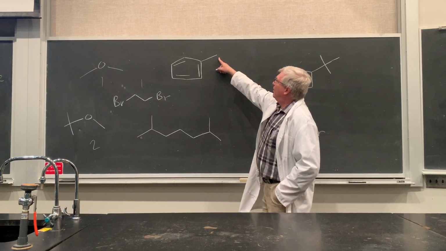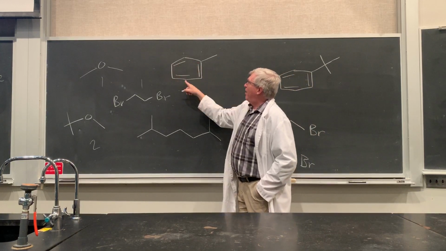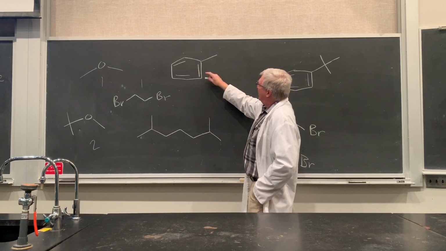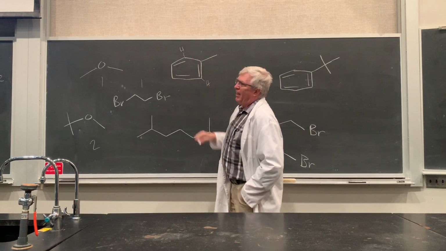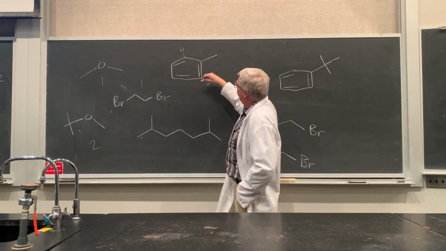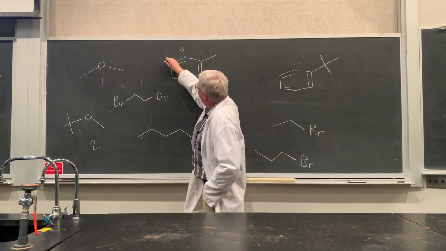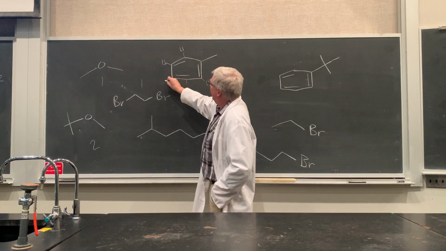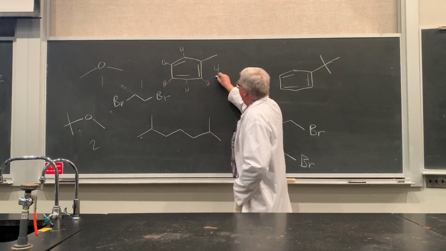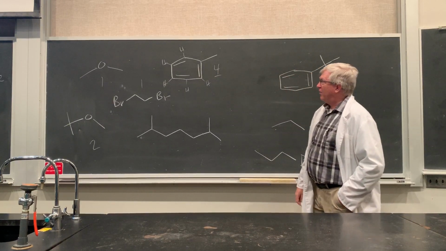Well, this methyl is obviously distinct from the 5 aromatic hydrogens. But these two here, due to symmetry, would be the same. So we have 1, 2 sets. And then these two here, that are 2 carbons more away, that would be a 3rd set. And then this one here would be the 4th. Okay, so 4 non-equivalent sets.